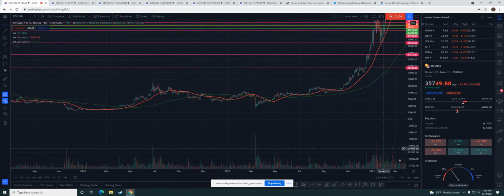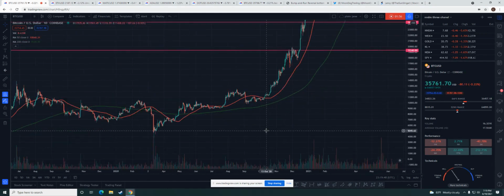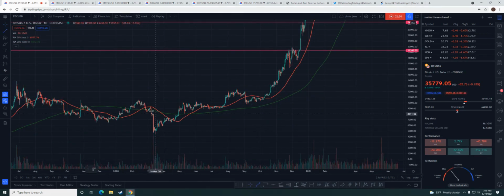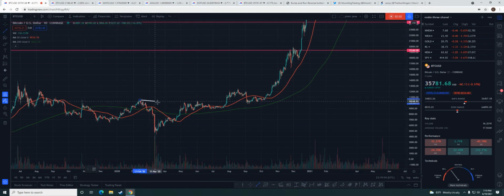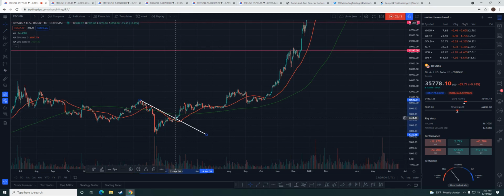So let's see, for example, this is March. We're going to hide this. We're going to go back. We're going to touch this point to this point. Now look what happened when we broke. We came out. We had our two touch points, then we broke. That's a bump and run.